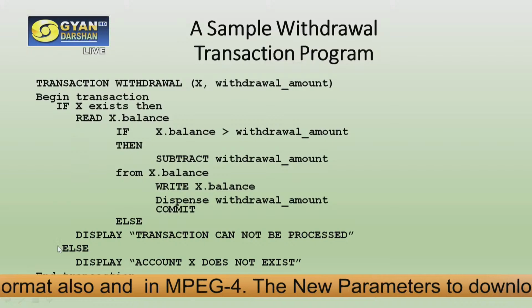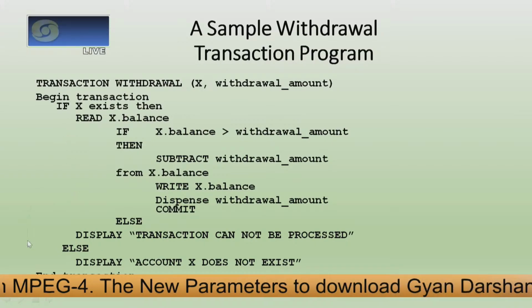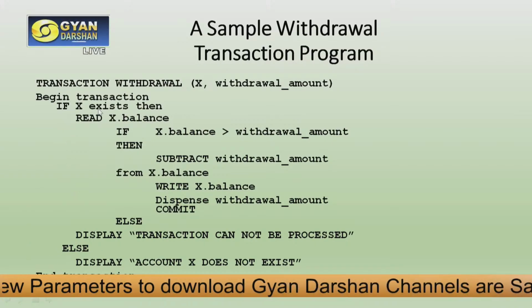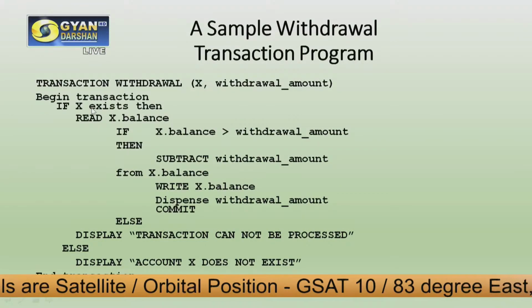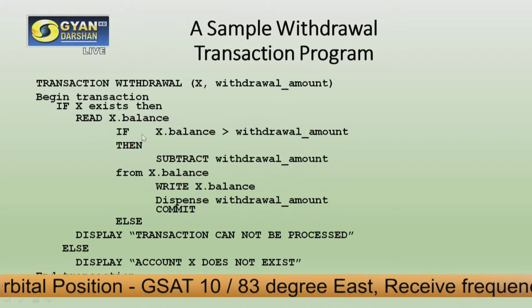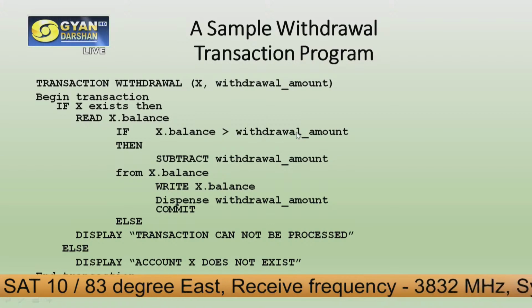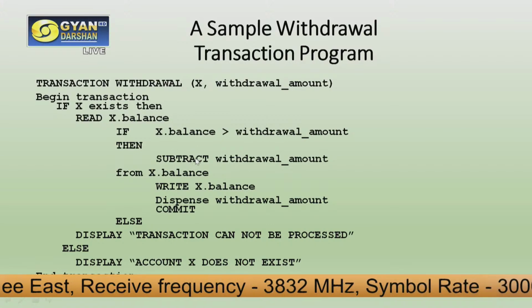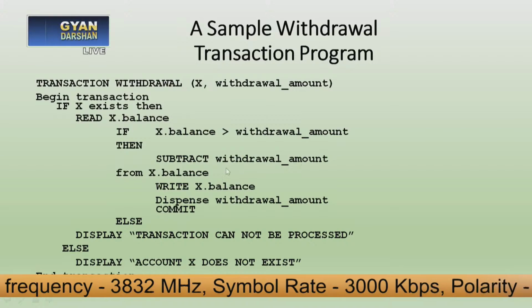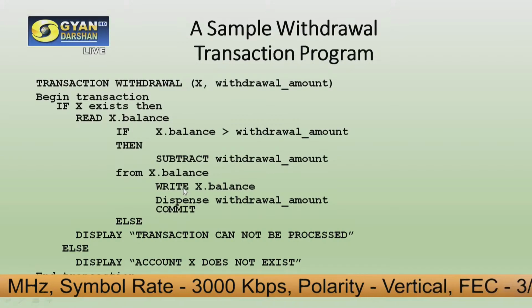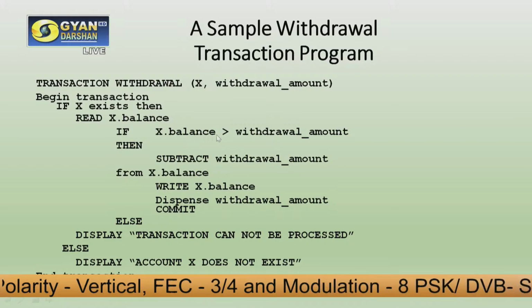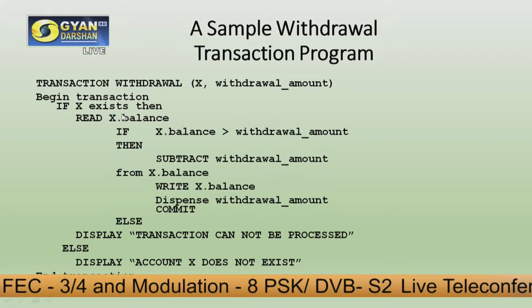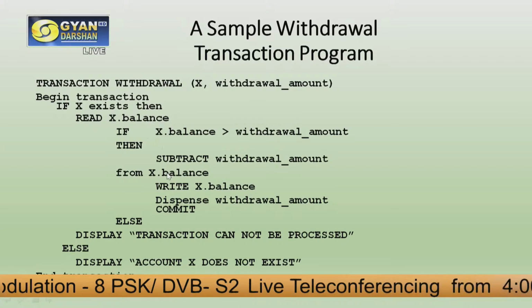Then each transaction is enclosed between begin and end transaction markers. And if X exists, so suppose the account does not exist, then you cannot do anything. So what you are basically seeing is, if X exists, then read the balance. And if the balance is greater than the withdrawal amount, then only you allow the transaction to occur. So subtract the withdrawal amount from X's balance and then write it. So this is a read and write situation, right? So you are reading the balance and then writing it back.